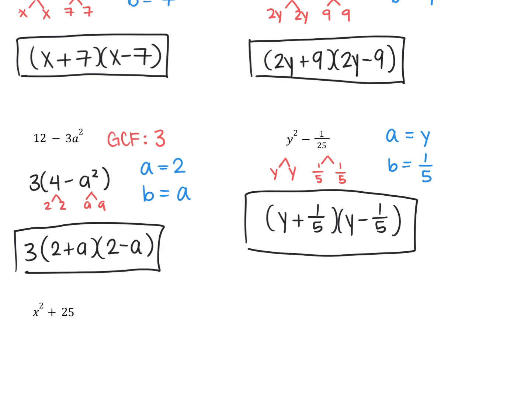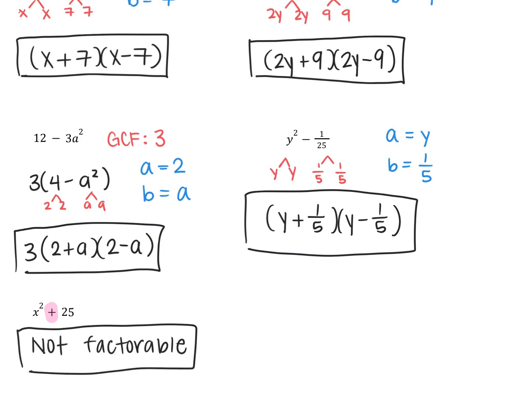Last example, x squared plus 25. So even though x squared and 25 are perfect squares, the thing to notice here is that we have a plus sign instead of a minus sign. So this is actually not factorable, because it's a plus and not a minus. Everything we've just done only works if it's a difference of squares. So it has to be subtraction. If it's addition of perfect squares, they're actually not going to be able to be factored.